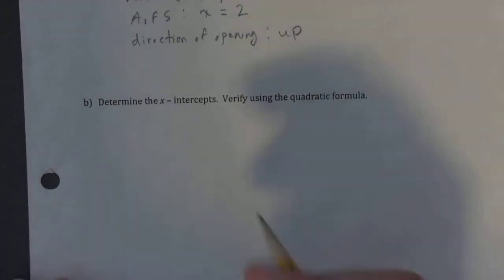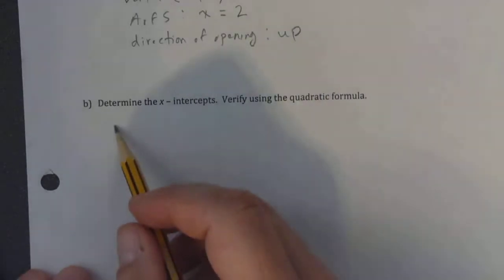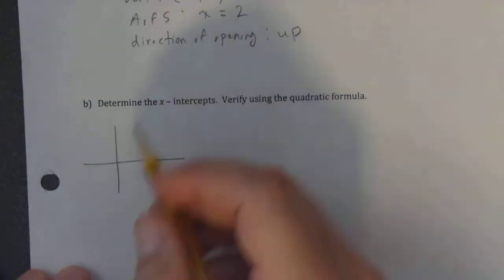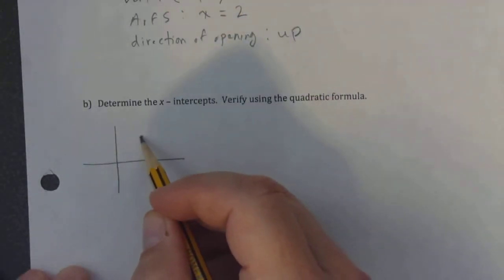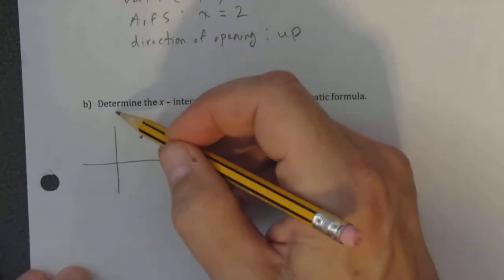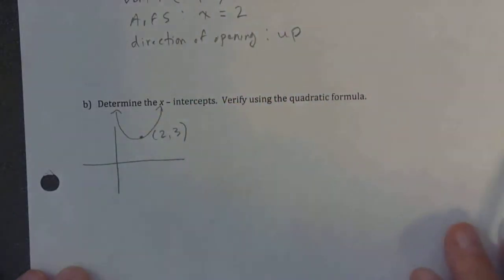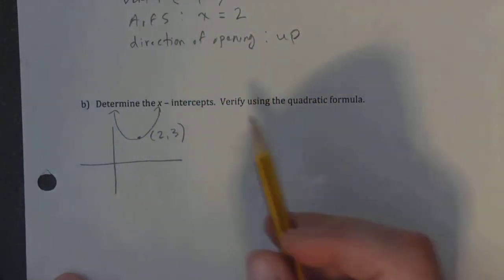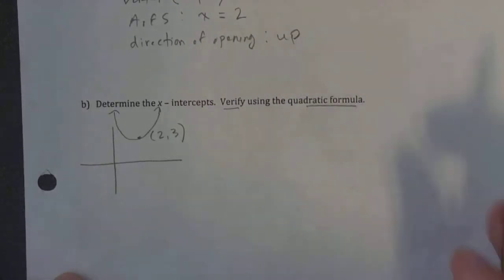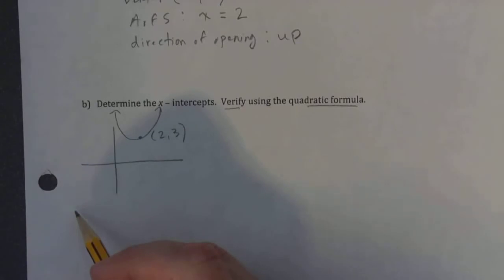So since it's in vertex form, first of all, if we do a little sketch over here, right? Vertex is 2 and 3, somewhere there, right? It's a smile, so there actually are no x-intercepts, but they want you to verify it using the quad formula. So stay on the left side here.